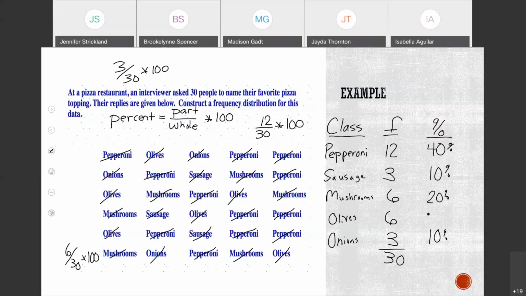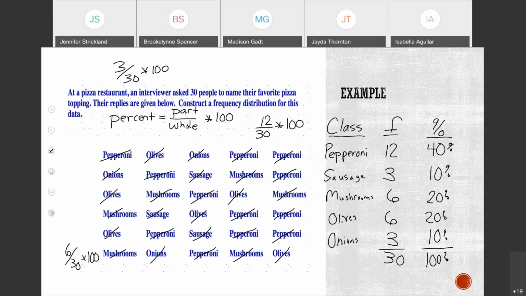All right, so how can I check my percents to basically know that I've got those right? Anybody know a way to check that? Add them up. If I add them up, they should equal what? 100. If they don't, they ought to be really, really close, because we might have some rounding going on. If they're not even close, then we've got a mistake.